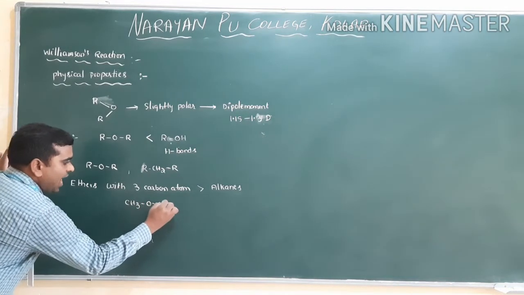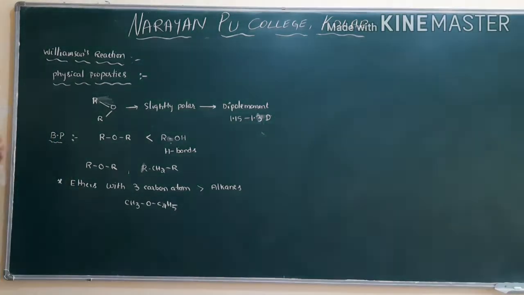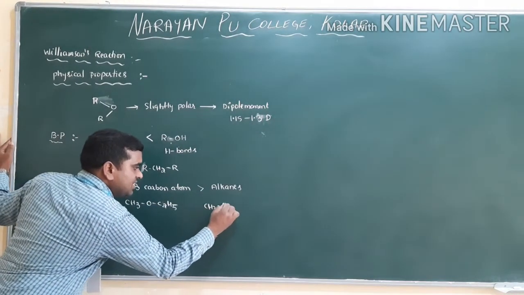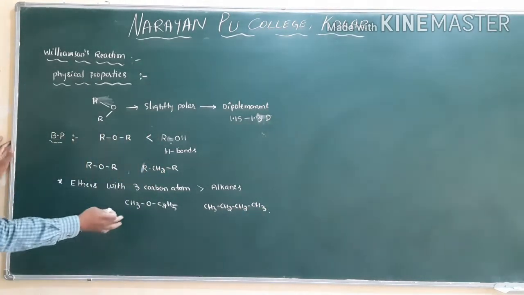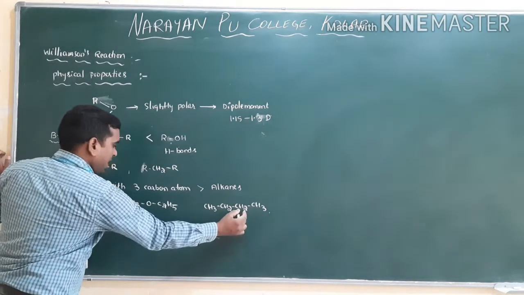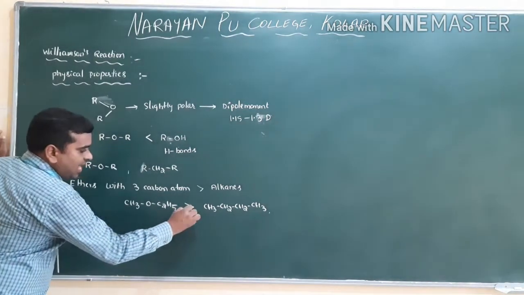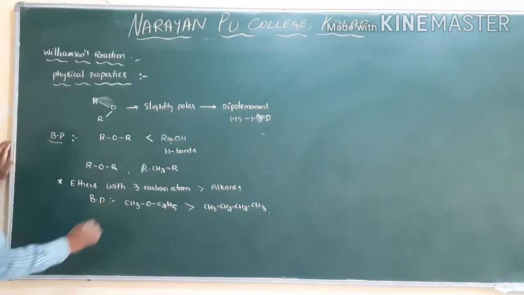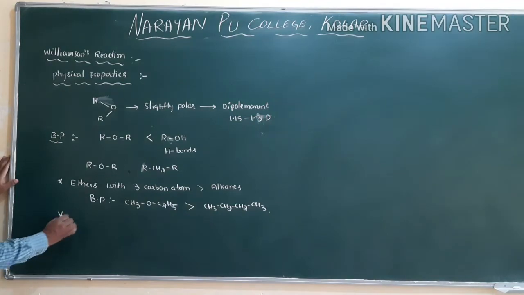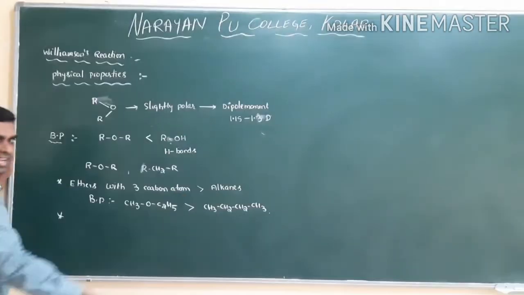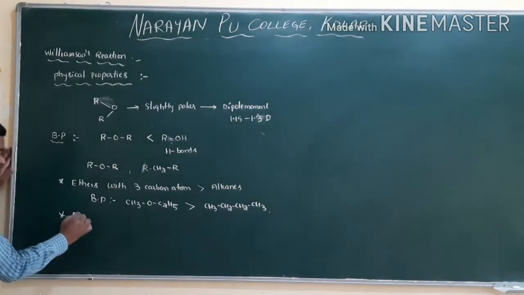Suppose CH3 and C2H5, ethyl methyl ether. I will take the alkane here as CH3CH2CH2CH3, with comparable masses. Instead of carbon, oxygen is here and one carbon is there. Clear? So if you compare here, ethers have higher boiling points, up to which carbon? Third carbon only. Clear? And if ethers have more than 3 carbon atoms, then automatically the boiling points will be reversed.